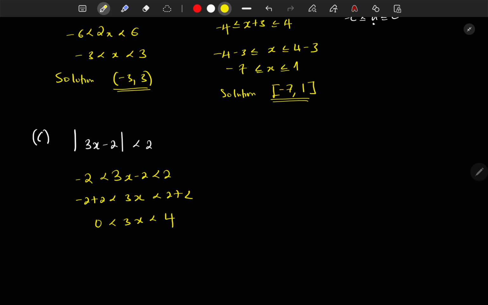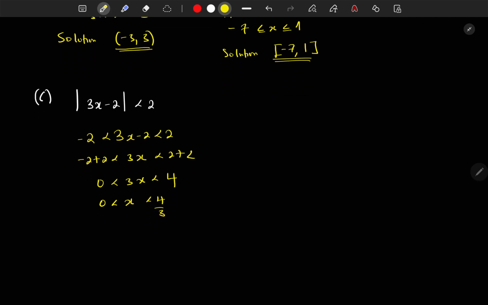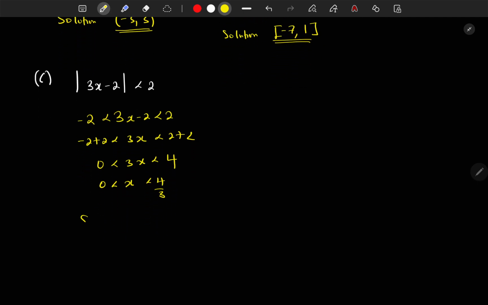You can see that the inequality now has been at least reduced. But I want to remain with just x here, so I divide throughout by 3. I get x between 0 and 4 over 3. Meaning that my solution now lies between 0 and 4 over 3.